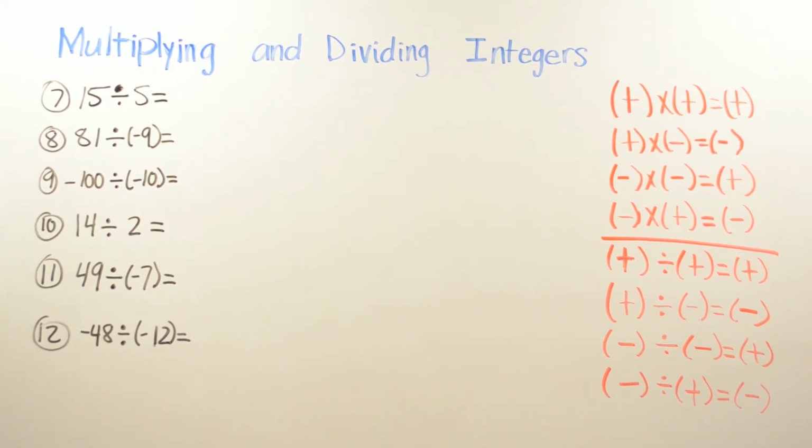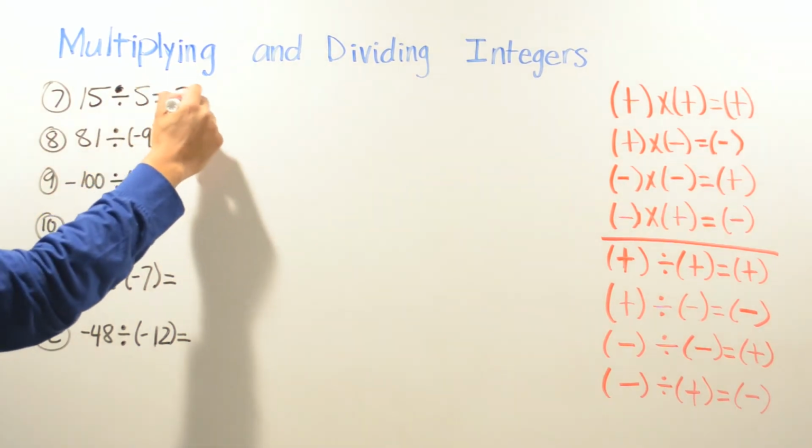Okay, so we're going to go ahead, and again, it's almost the same. So if you know how to do this right away, start it on your own and see at the end if you got the same answers that I did. Okay, so we do 15 divided by 5. We do have 2 positives, so our answer is going to be a positive. It's going to be 3.